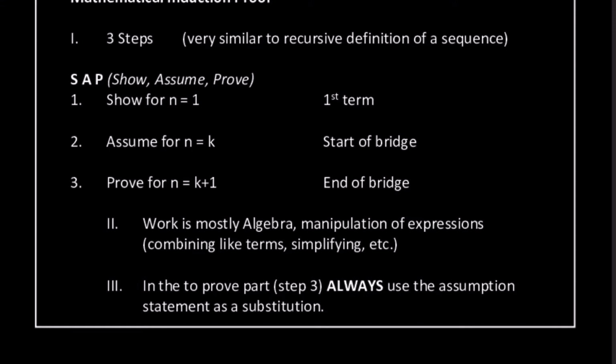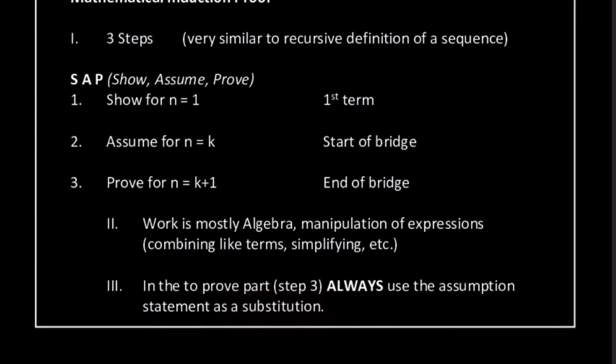Then, what we call the end of the bridge, we prove it works for k plus 1. Because if we assume it works for k and we prove it works for k plus 1, k can be any number in that sequence, so that's sort of how we prove it works in all infinite number of cases. What we do during the proof is mostly algebra, manipulation of expressions, factoring, multiplying, things of that nature. This is pretty important though. In step 3, we always use the assumption statement as a substitution.